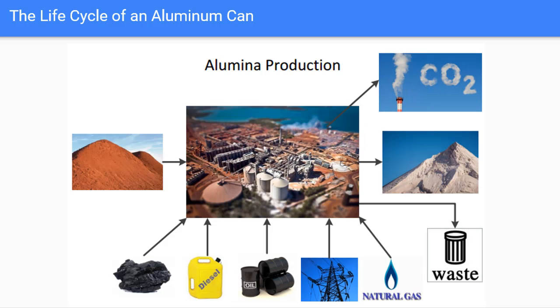So after the bauxite mining, we then go to the alumina production. So the bauxites can be processed into alumina. And again, we see the energy inputs such as coal, diesel, oil, electricity, natural gas, and we get the carbon dioxide, aluminum, and waste material output products.